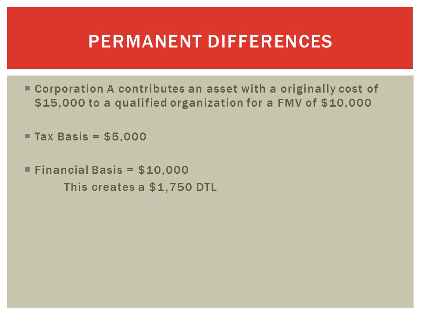In our next example, we're donating an asset with an original cost of $15,000 to a qualified organization with a fair market value of $10,000. The tax basis in the asset is $5,000 because of accelerated depreciation, but $10,000 for financial. This difference of $5,000 creates a $1,750 deferred tax liability, which is calculated by taking the $5,000 and multiplying it by our assumed tax rate of 35%.